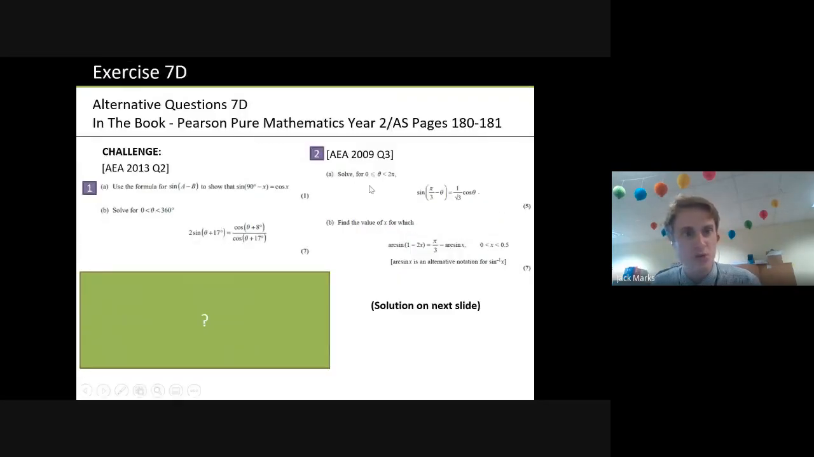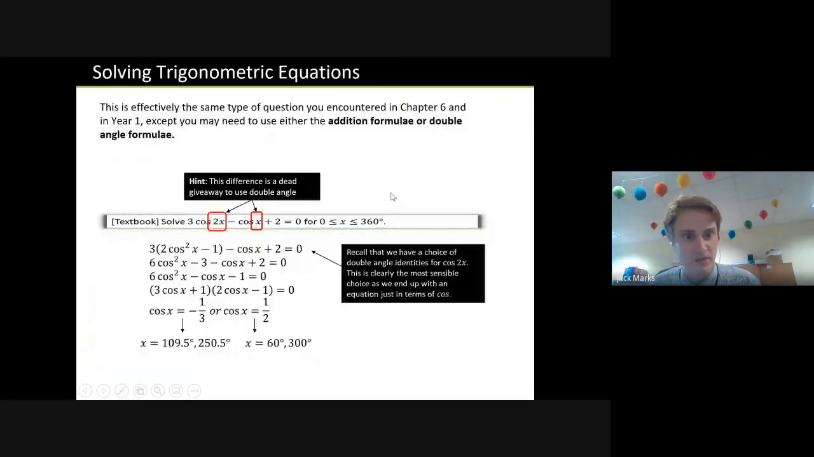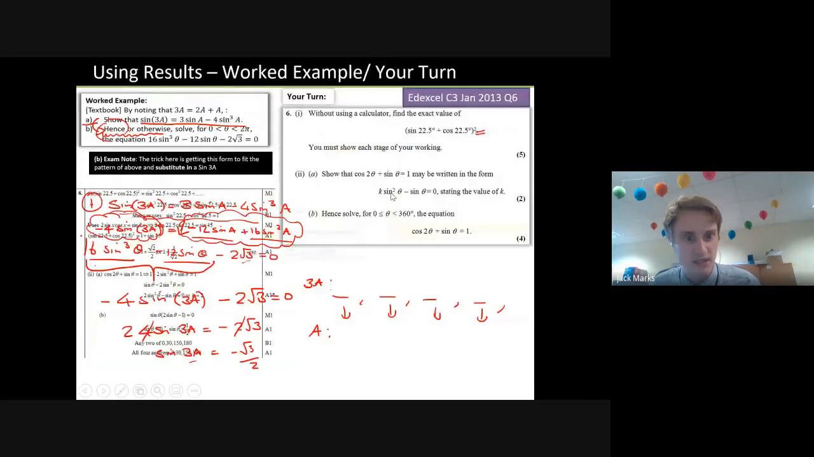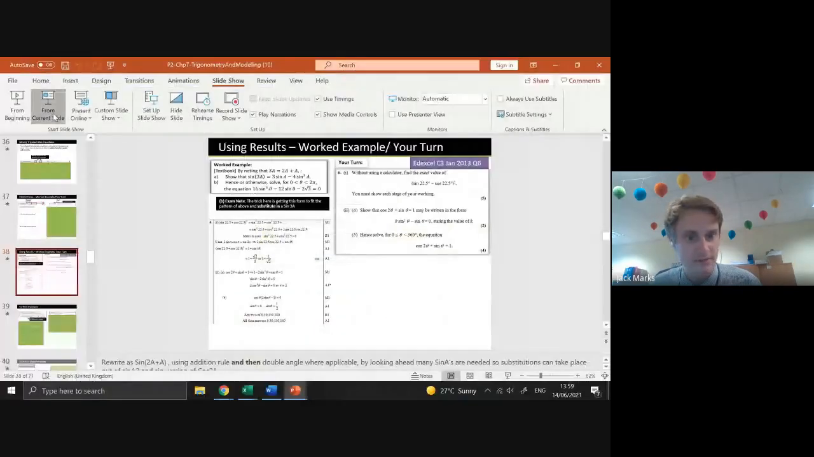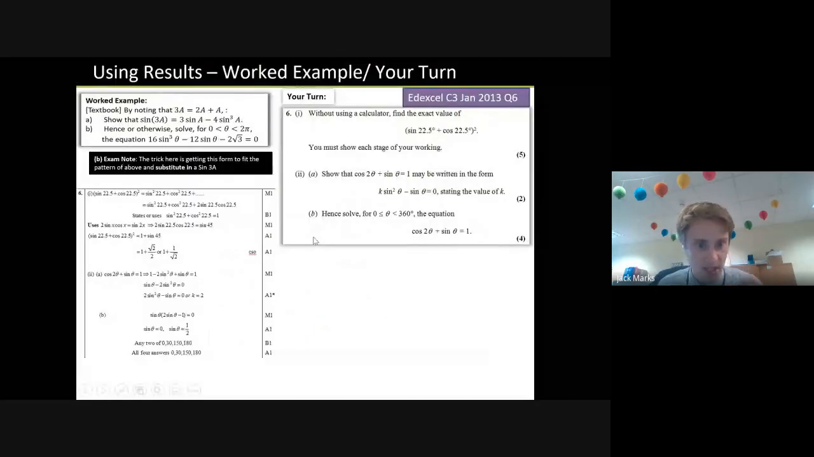Okay, so that takes you to exercise 7D. I'll just reveal the your turn without all the markings on it. So for the your turn, this is what we're going to get.